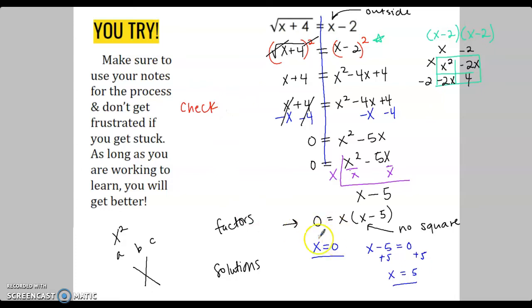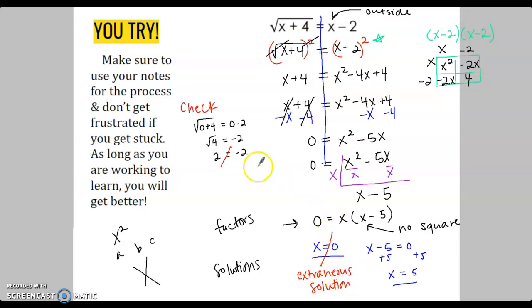So we're going to go ahead and check 0. So that would mean the square root of 0 plus 4 is equal to 0 minus 2. Well, 0 plus 4 would be 4, and 0 minus 2 is negative 2. The square root of 4 is 2, and that's a negative 2. Nope, that doesn't work. So that means that this cannot be one of my solutions. This is an extraneous solution. And remember, extraneous solutions are the fake ones. They ain't real. We want to cut them out.